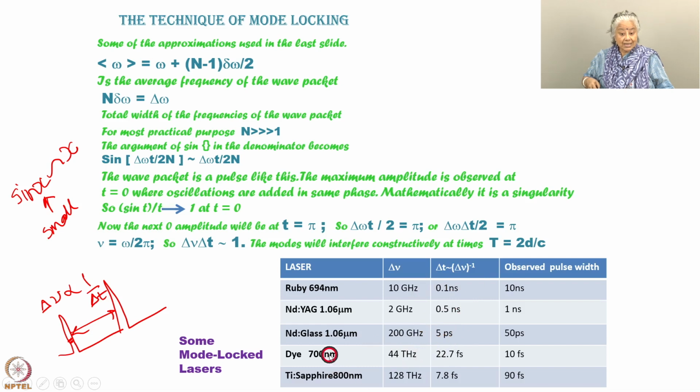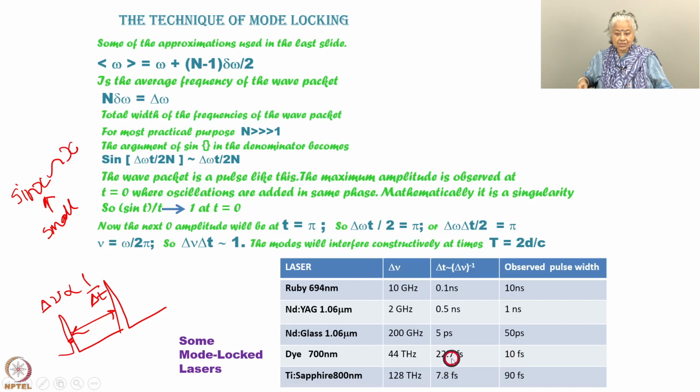In case of dye, dyes are also used as an active medium, not only in saturable absorbers but also in dye lasers, and they are good for obtaining short pulses because they have such a large bandwidth, 44 terahertz. So this will give you a femtosecond pulse of 22.7 femtoseconds, and the observed pulse is 10 femtoseconds.